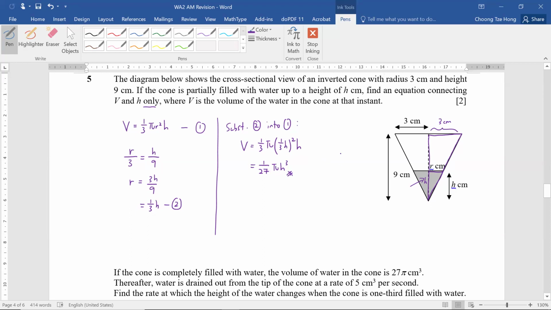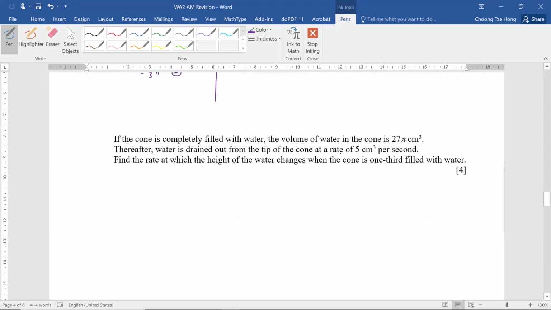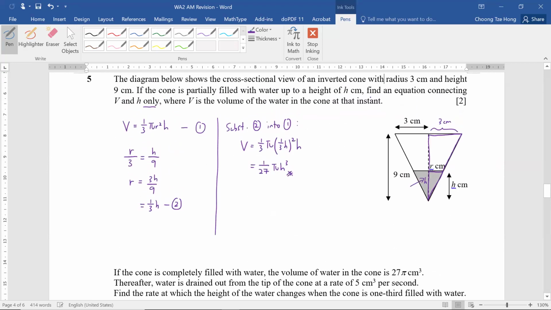Let's take a look at part 2 of the question. If the cone is completely filled with water, the volume of water in the cone is 27 pi cm cubed. So they are saying that the volume of this full cone is 27 pi cm cubed. Actually, we could have calculated this on our own. We can just use 1/3 pi R squared, so 3 squared times 9, you also get 27 pi. But somehow the question already told us that.